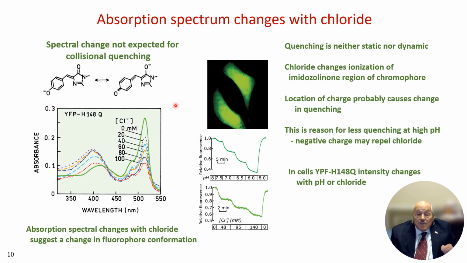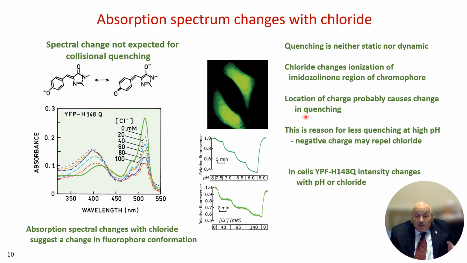Dynamic quenching, or collisional quenching, is not expected to have any effect on the chromophore. So here we see that the presence of chloride actually changes the absorption spectrum of the chromophore, so that means we're changing the structure of the chromophore. So this quenching is really not static nor dynamic.